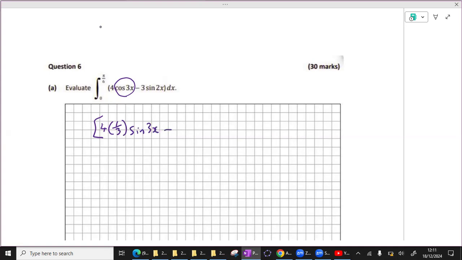Now, we pretty much do the same here. The minus 3 remains. To deal with the 2 in the angle, we do a half, and then sine becomes cos, and it's 2x. So that's basically the integration done. I'll just tidy it up a little bit. So 4/3 sine of 3x minus 3/2 cos of 2x.